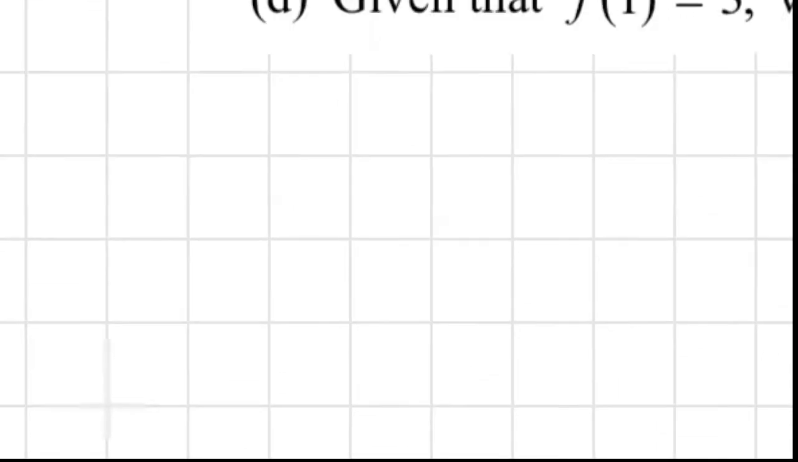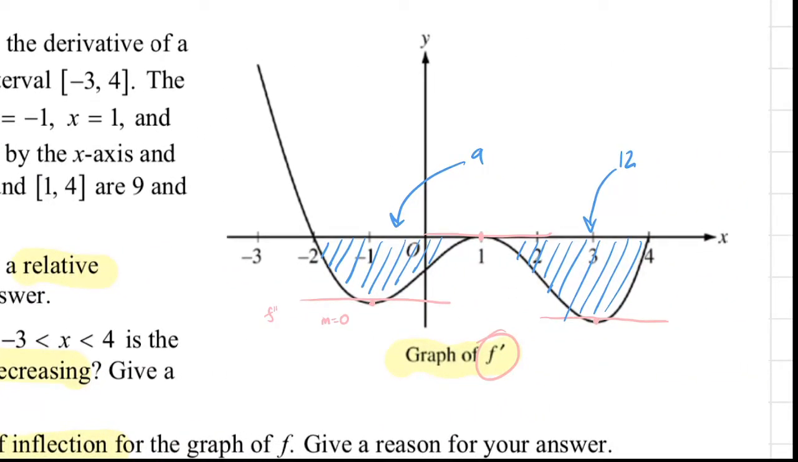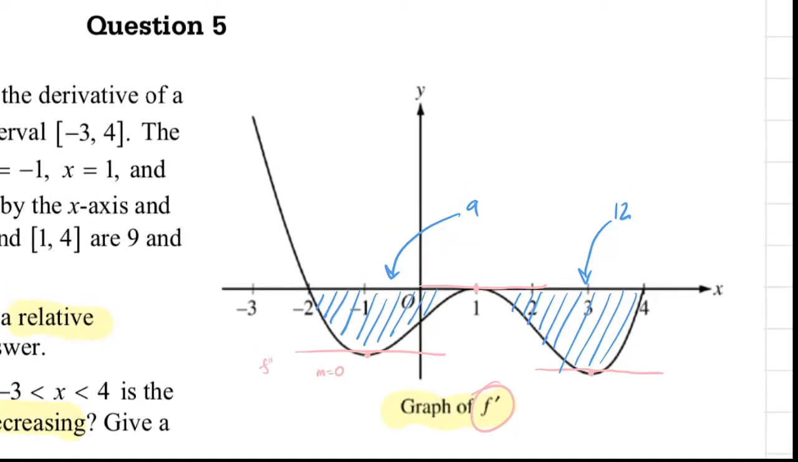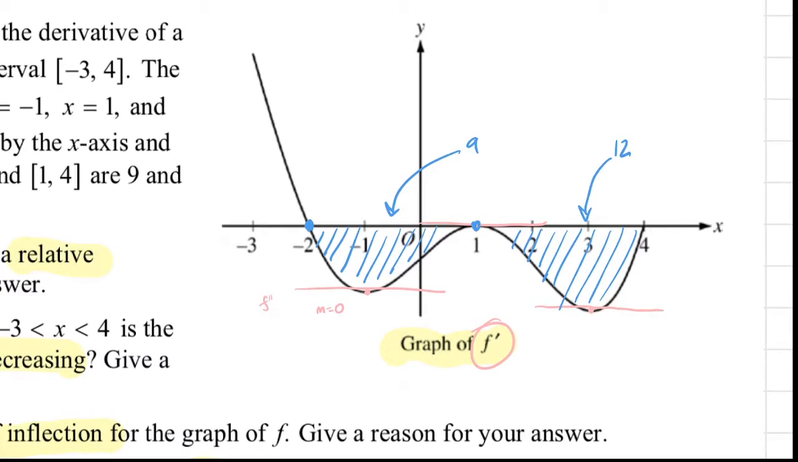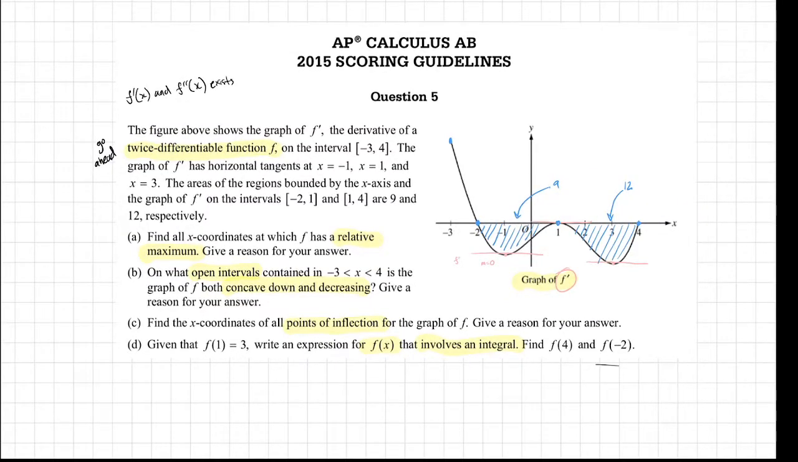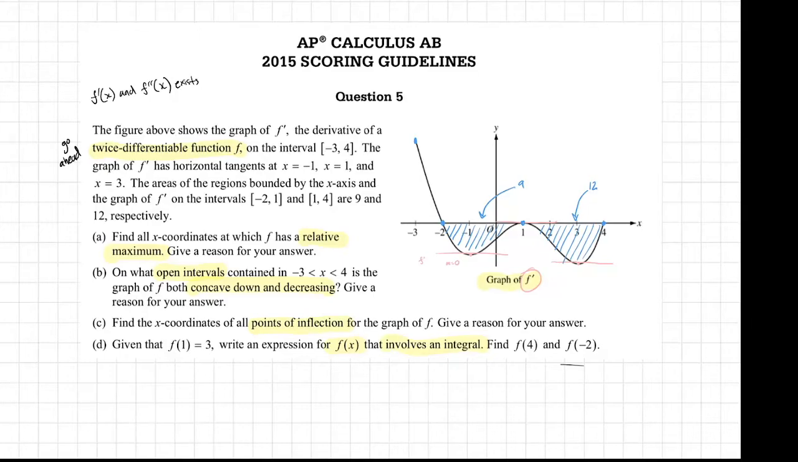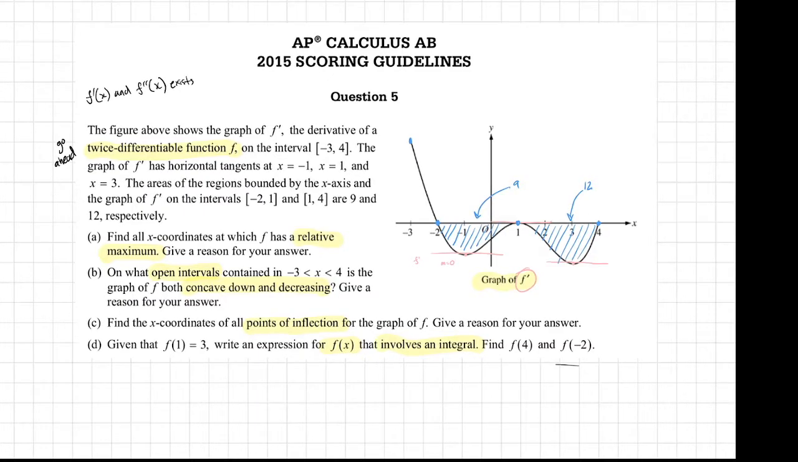Now, our whole graph is of f prime. So we're really looking for when it's crossing the x-intercept. So y is 0 here, y is 0 here, and y is 0 here. Now, for the critical points, we are also going to include -3.